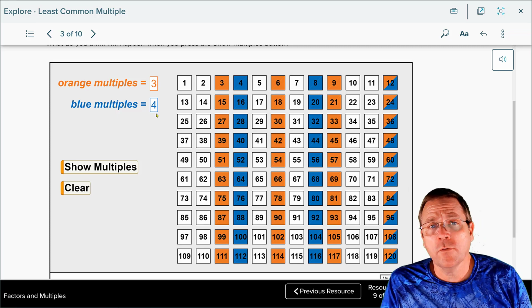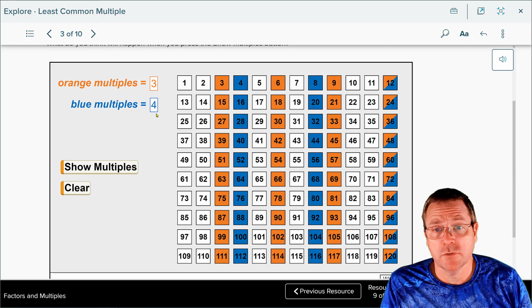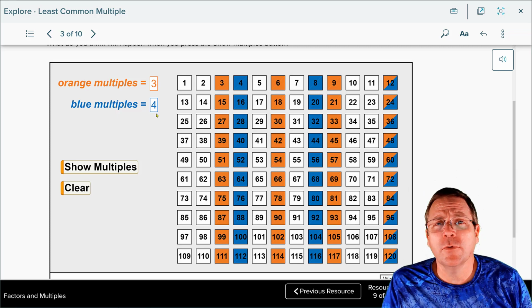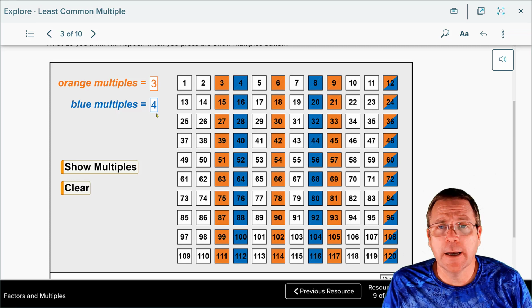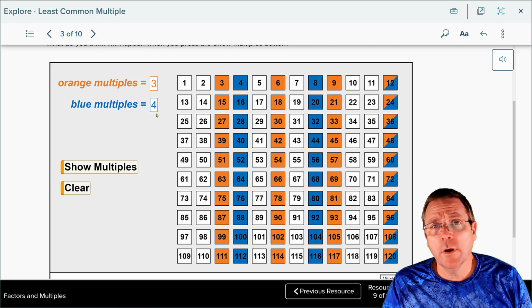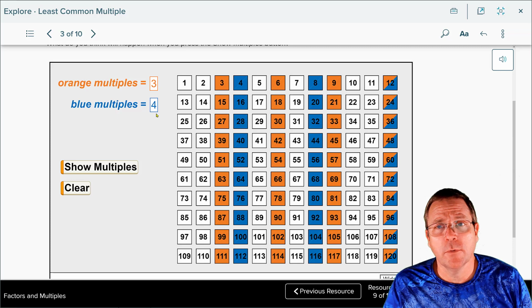Now, 24 is also a common multiple, so is 36. But neither of those are going to be least common multiples. Only the 12 is going to be your least common multiple.